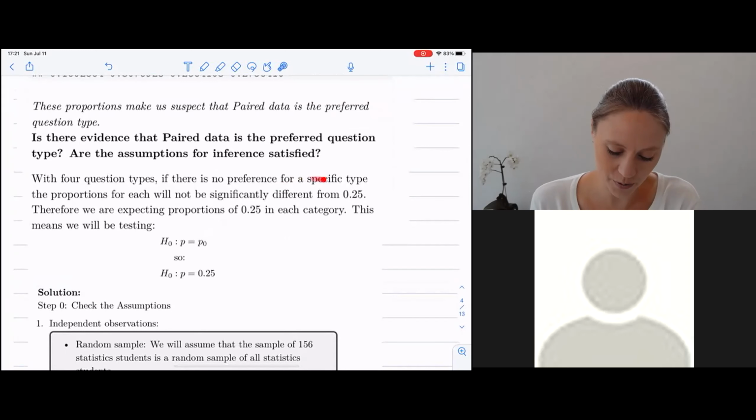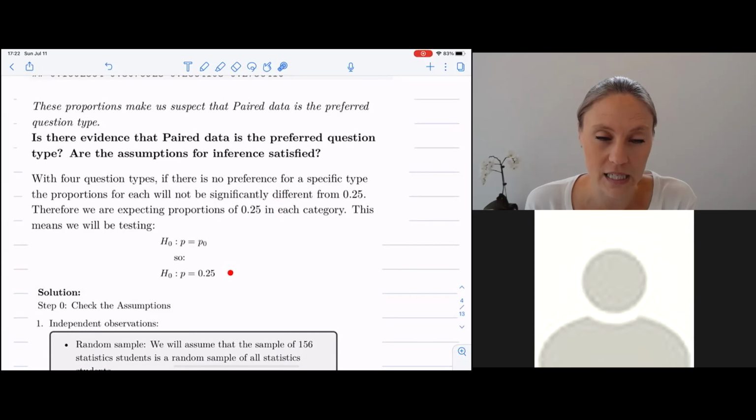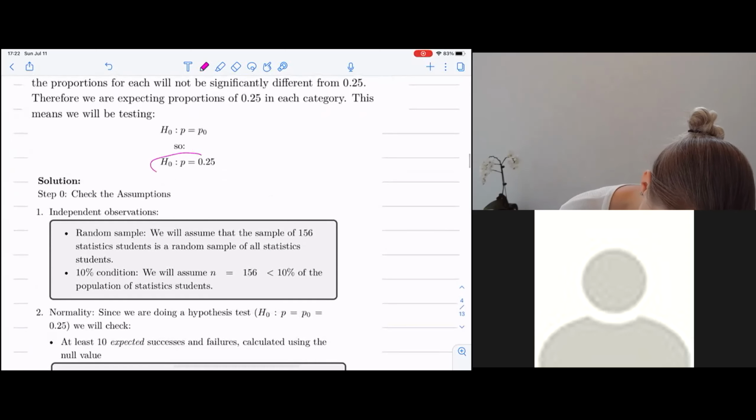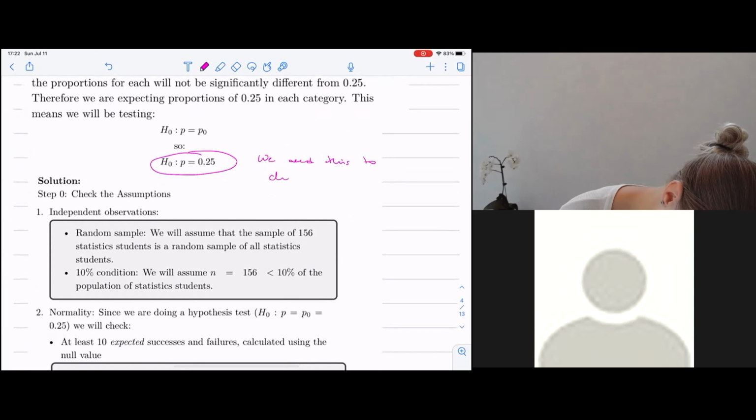So if there's no preference for a specific type, the proportions for each will not be significantly different from 0.25. So we're expecting 0.25 in each category, which means that we're going to be testing the null hypothesis that P equals 0.25. Remember that we need this. We need this to check our assumptions.